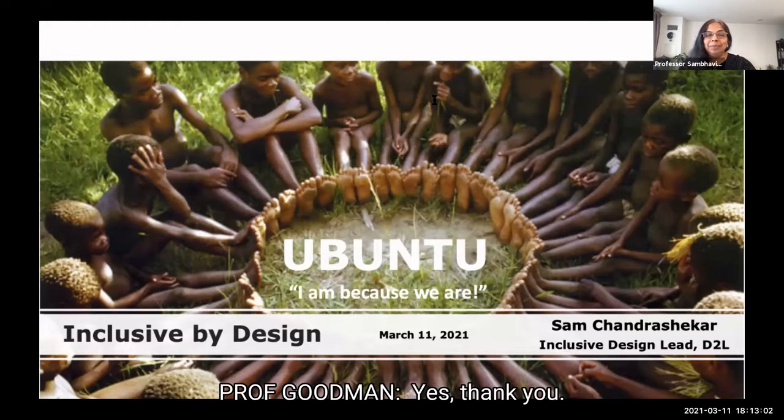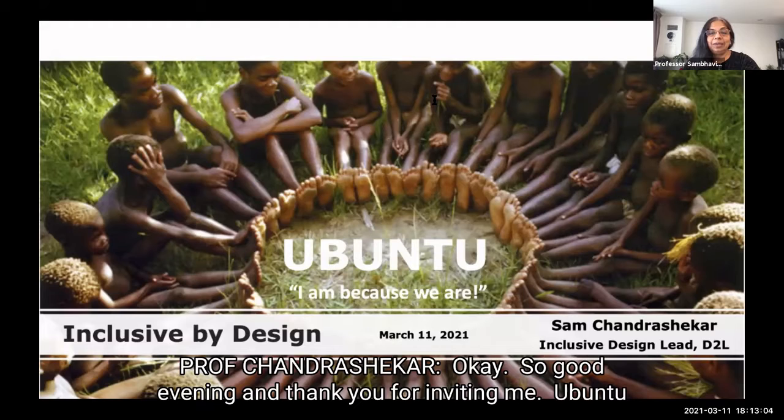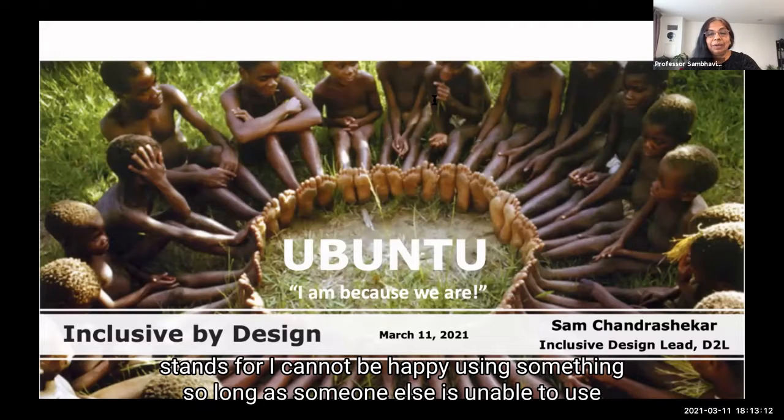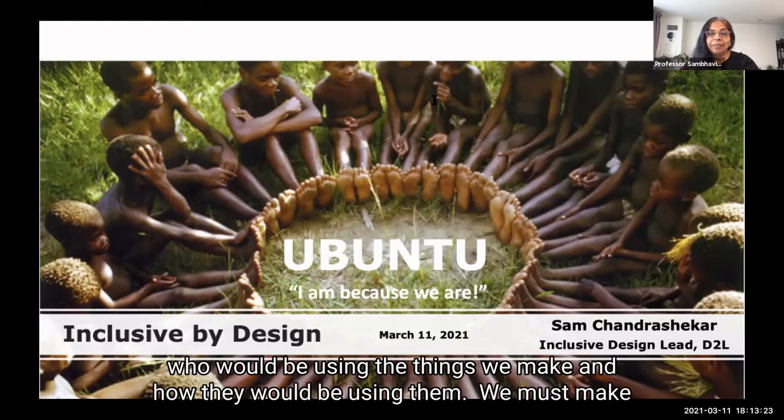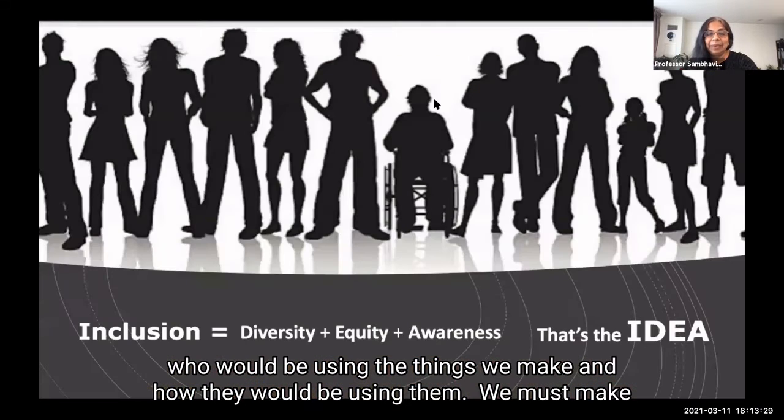Ubuntu stands for I cannot be happy using something so long as someone else is unable to use it. And inclusive design is about caring for everyone. It is about being mindful of who would be using the things we make and how they would be using them. We must make a deliberate attempt to include, because inclusive design is inclusion by design, like Liz was saying.